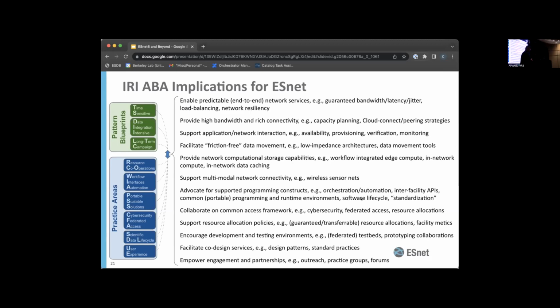Supported programming constructs. I think one of the really important things is that if you do have a network application interface, it has to be standard, hopefully, because you have a lot of networks that you deal with, and that's something that has to be socialized across the network community, right? Common access frameworks, resource allocation policies. That's kind of an interesting thing because we have 3 supercomputing centers within the DOE complex. Each of them has different allocation policies. So you can't just take your job from one supercomputing center to another because you may not have an allocation quota on that system.